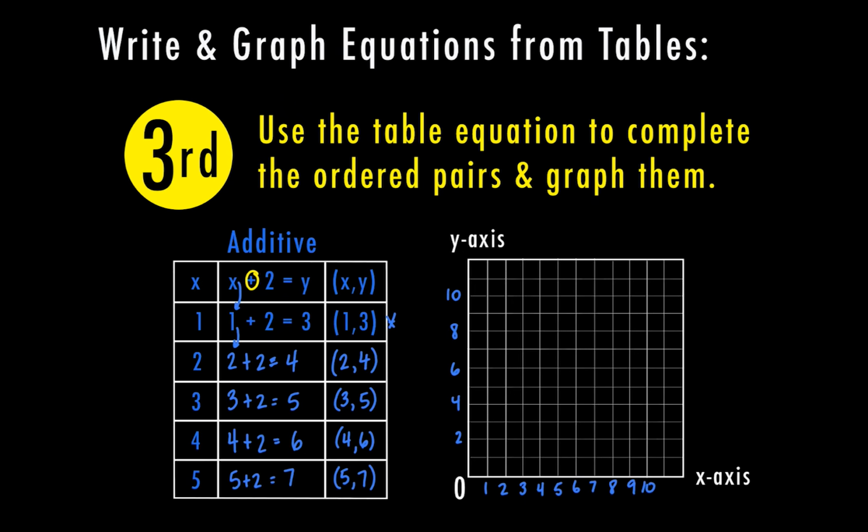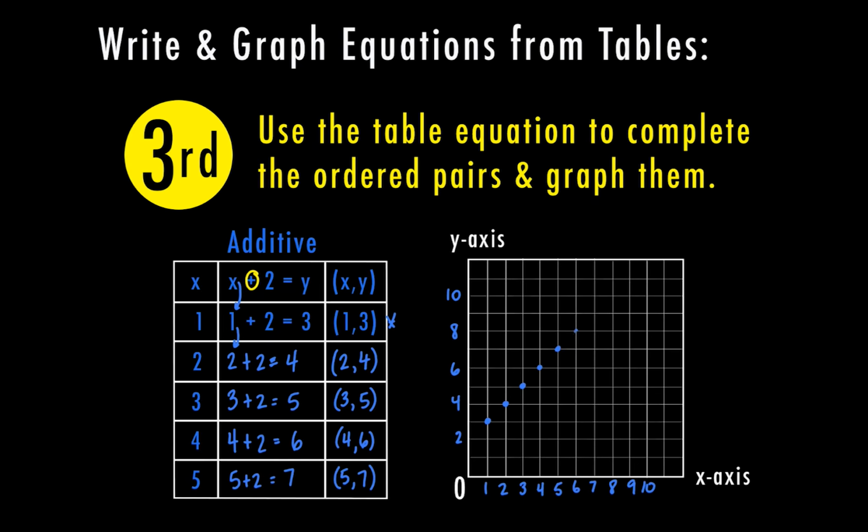So I'm going to go right 1, up 3. There's my first one. Then I'm going to go right 2, up 4 for my next one. Right 3, up 5, right 4, up 6, and right 5, up 7. So because I'm increasing by the same amount in every single equation, I'm going to have a consistent line here. Okay, these dots are going to go in a consistent line.